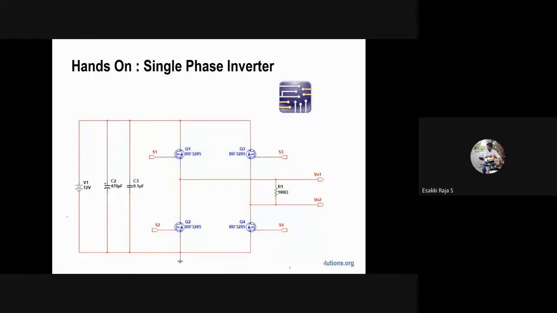I can take a pen and let me just change the color. When Q3 and Q2 are enabled, our flow will be like this. It will come to Q3, then the flow will be in an upwards direction, and then it will close the circuit.